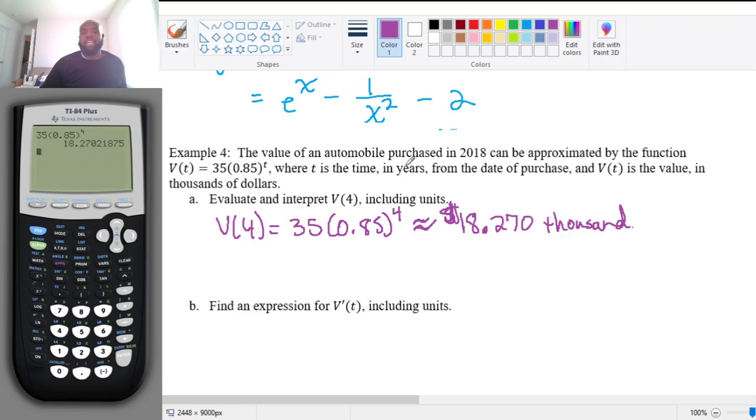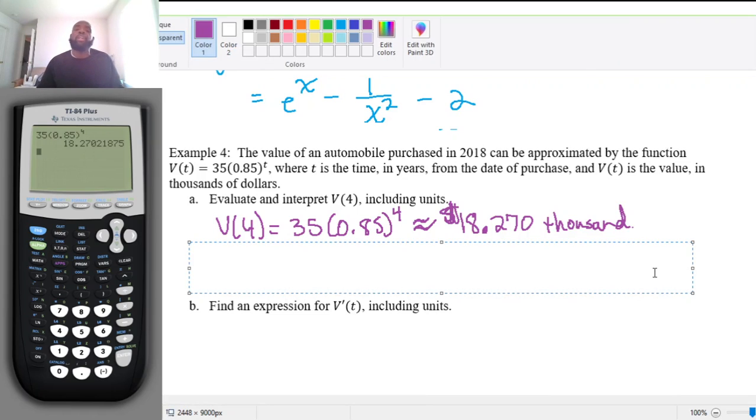So I'm going to interpret that, right? My input value is the time in years from the date of purchase. Well, it was purchased in 2018, so I can be as specific as the year. And so I can say, well, 4 years from 2018 is 2022. I can say in 2022, the value of the car will be approximately 18.270 thousand, or that's 18,000. And if you didn't want to use all those units, $18,270. All right, that's an interpretation of that.